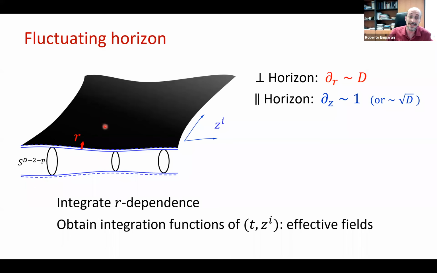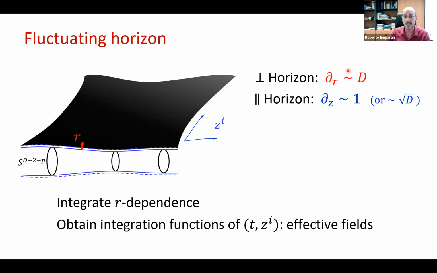Whereas in the other directions parallel to the horizon, we separate out some directions from the horizon, and we then consider that the gradients, the variation of the geometry in directions parallel to the horizon, are of order 1, or at least smaller than d. In some circumstances we may want to consider these gradients to be square root of d. This property is what comes out of taking this large d limit, where you have large gradients away from the horizon.